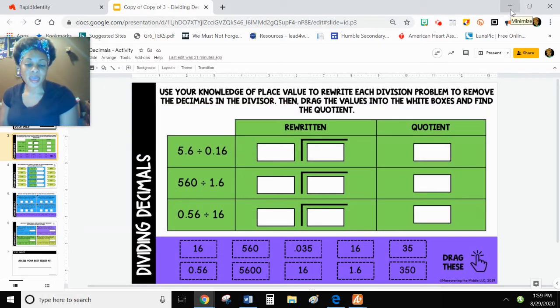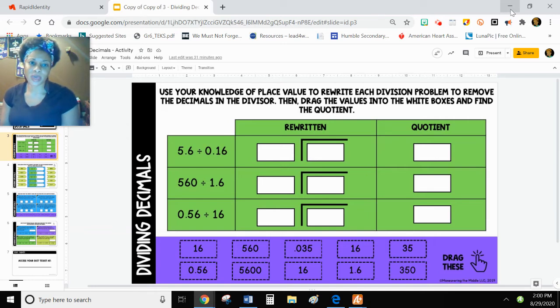So here we have a Google slide, and you will have one. Sorry, you will not have one. Here we have a Google slide that I'm going to use to help us demonstrate how to move our decimal places, how to rewrite the problem, and get our quotient.